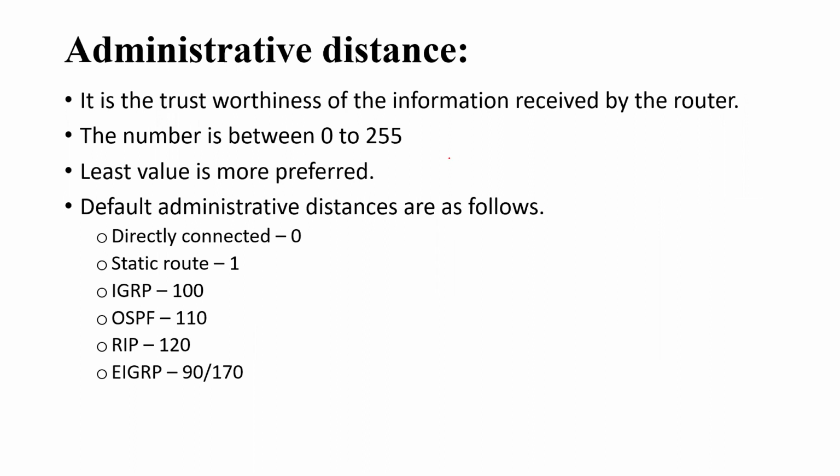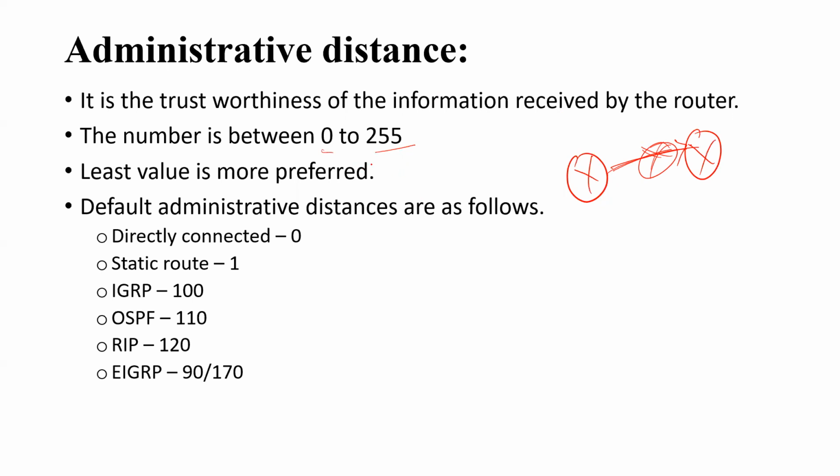Administrative distance is the trustworthiness of information received by the router. Suppose we have one router and another router. How much can we trust the other router? The trustworthiness of information received from the other router is called administrative distance. This administrative distance is a value between 0 and 255.